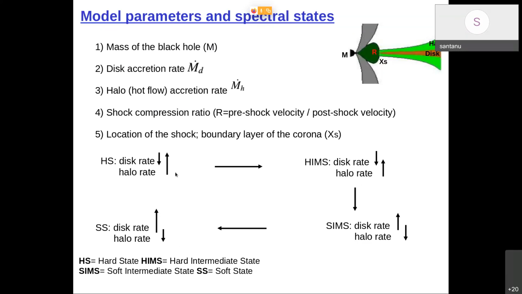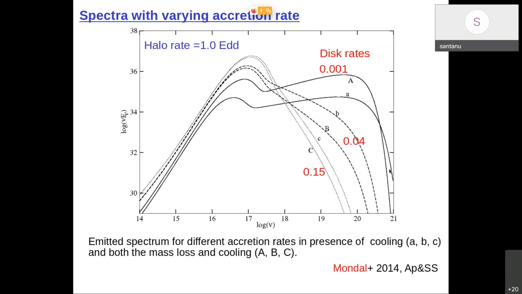But as you can see, we have 5 parameters. So during observation we cannot say that one parameter is changing and the others are fixed. It will vary in a multi-dimensional space. So how do the spectra change with accretion rate? In this case we consider that the halo accretion rate is 1 and the disk accretion rate is changing.